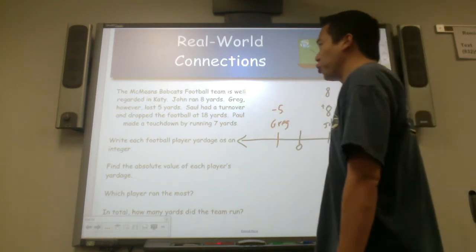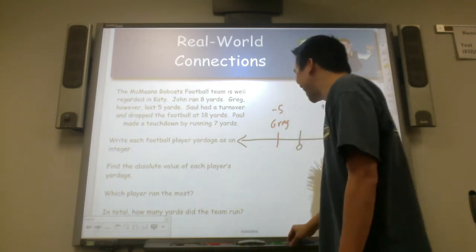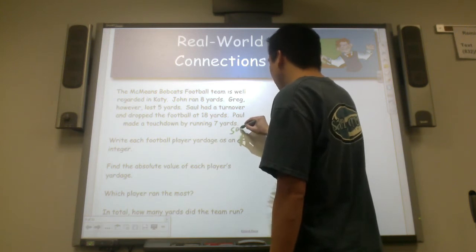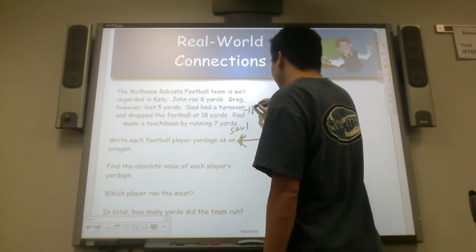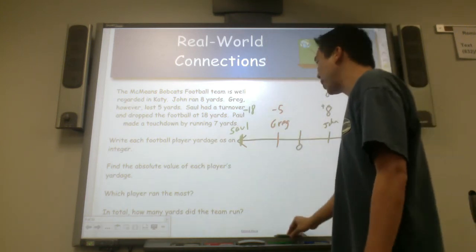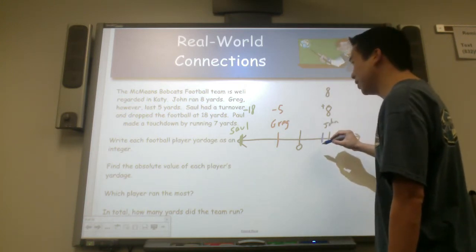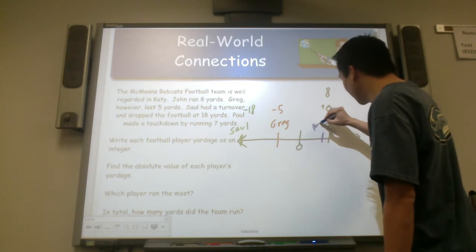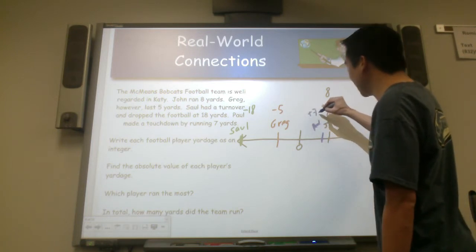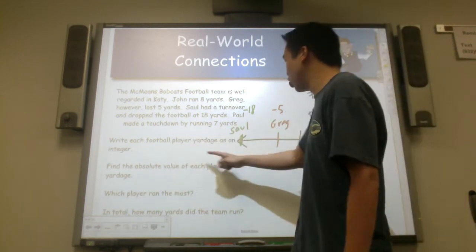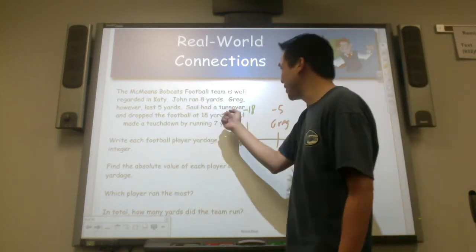Saul had a turnover and dropped the ball at negative 18 yards. I'll be way down here. That'll be Saul, negative 18. Paul made a touchdown by running 7 yards. So I'll be right here, and that will be Paul, positive 7, or plus 7, or just 7. So that's how you write it as an integer. I'm using the key phrases to help me.